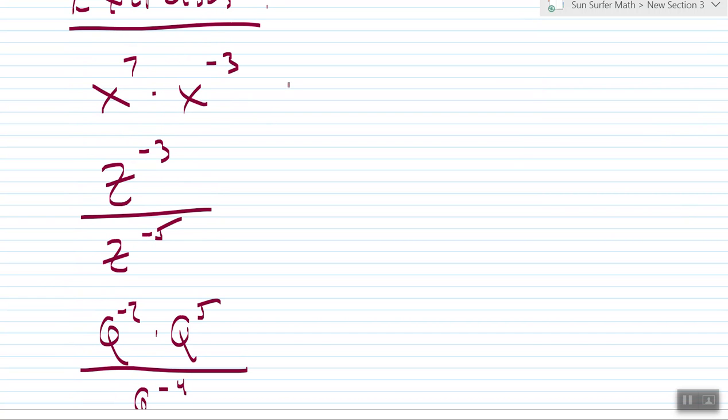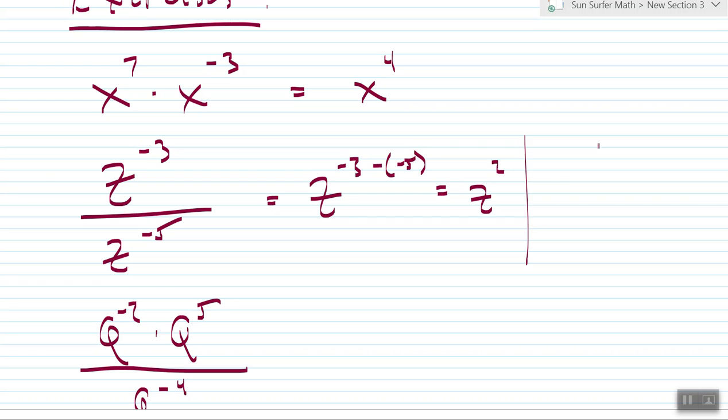All right, first one here, I am multiplying the bases. So we simply add the exponents. 7 plus a negative 3 would be x to the 4th. The second one is z divided by z's. So we have negative 3 minus a negative 5, which is negative 3 plus 5, so z squared. Or you could rewrite this in terms of positive exponents as z to the 5th over z cubed, which again would give you z squared.